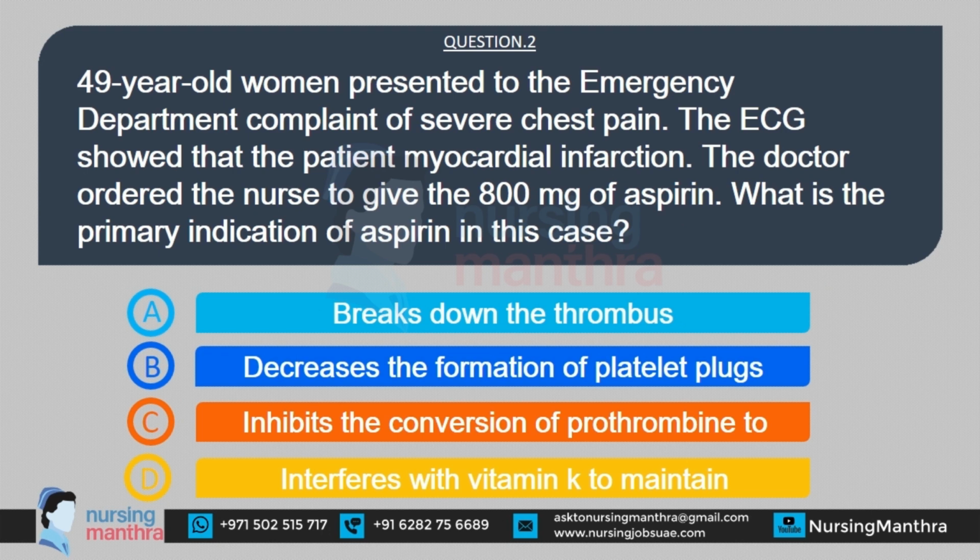Question number 2. A 49-year-old woman presented to the emergency department complaining of severe chest pain. The ECG showed that the patient had a myocardial infarction. The doctor ordered the nurse to give 800 milligrams of aspirin. What is the primary indication of aspirin in this case? A. Breaks numbers. B. Decreases the formation of platelet plugs. C. Inhibits the conversion of prothrombin to. D. Interferes with vitamin K to maintain. The answer is B. Decreases the formation of platelet plugs.